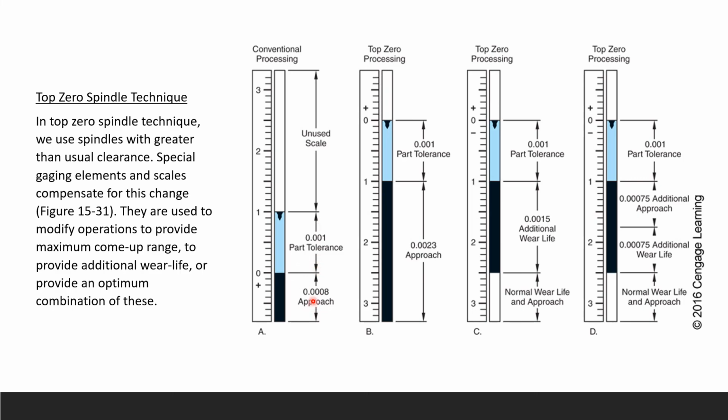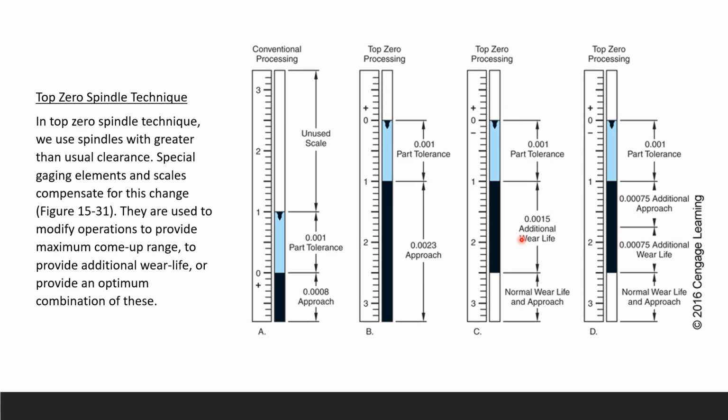So this is our come-up right there, and that's our part tolerance, and we're not using this; that's our conventional processing. So when we start to use the top 0 processing, or top 0 spindle technique, you're going to get a long come-up. That's the first thing we see when we change the technique. So that's your maximum come-up range, and that's your part tolerance.